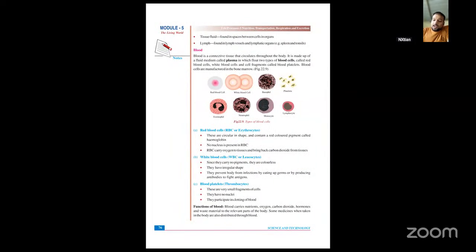Now, the second is tissue fluid. Tissue fluid is the fluid which is found between the cells. I can explain it like this. A truck can drive on a national highway, on a state highway, on normal roads, and in your streets also. But in some of the streets only a cycle can move, where a truck cannot move.